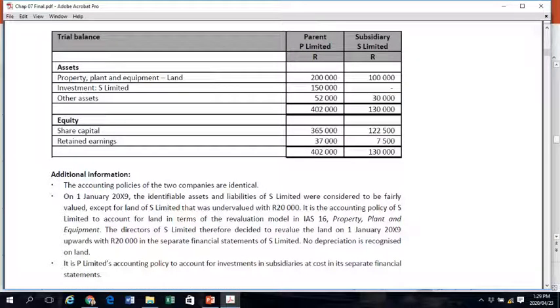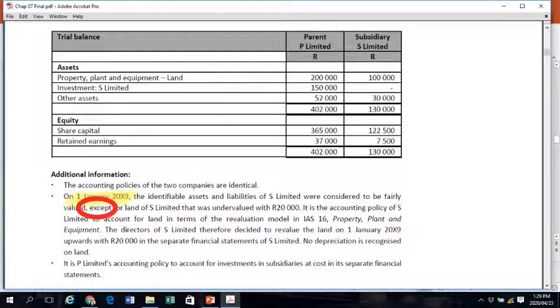The second bullet of the additional information is what we will look at now. On 1 January 20X9, so my acquisition date, the identifiable assets and liabilities of S were considered to be fairly valued, except. Now, the moment you see this word except, you should now realize you are in Chapter 7. There is some or other asset or liability of the subsidiary that's not fairly valued, that needs a value adjustment, and we need to investigate how to deal with that for consolidation purposes.